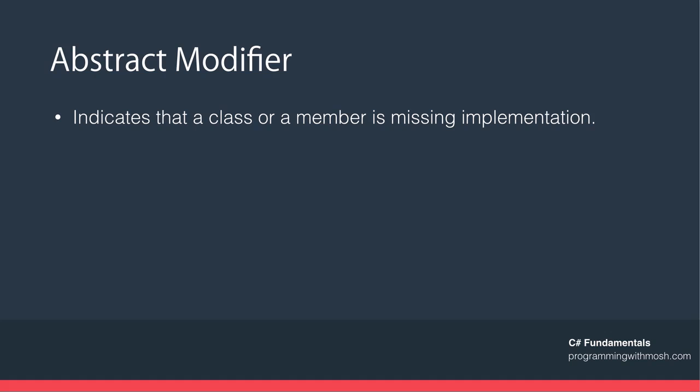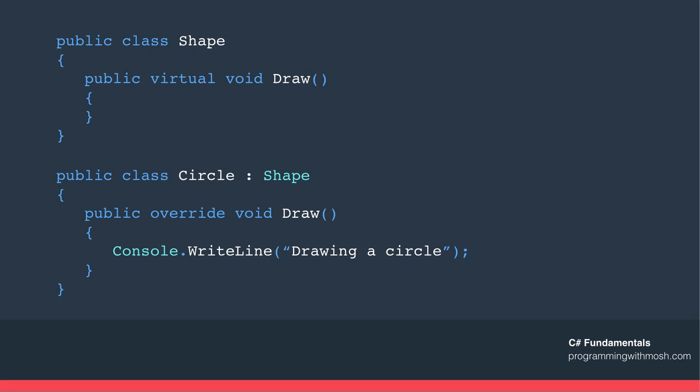It's easier to explain this with an example. Here's the example we had earlier in this section. So we have a shape class with a draw method that is declared as virtual. And we have a circle class that derives from the shape. In the circle class, we override the draw method. And here we provide the implementation for drawing a circle.